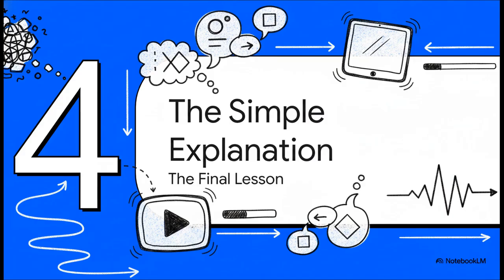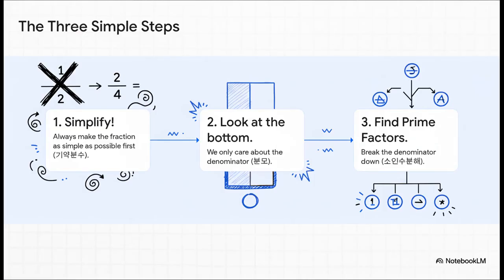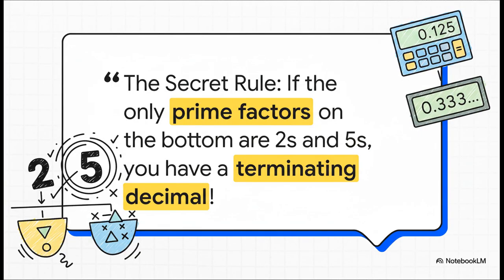Let's imagine you're a student, and this is the little explainer we made for you. Hello, everyone. Have you ever wondered why some fractions turn into decimals that stop and others just go on forever? Well, I'm going to show you a secret trick to figure it out, and there are only 3 simple steps. First, and this is the most important rule, always simplify the fraction first. Make it as small as you can. Second, you only have to look at the bottom number. That's it, just the bottom. And third, we're going to break that bottom number down into its prime factors. Remember, those are just the prime numbers that multiply together to make your number.